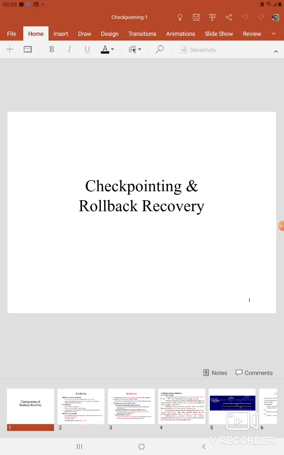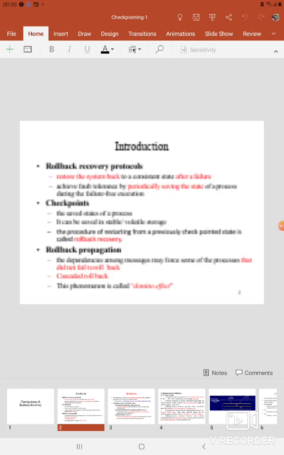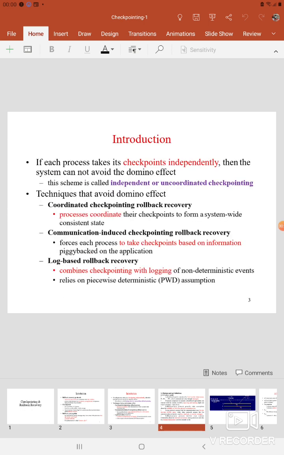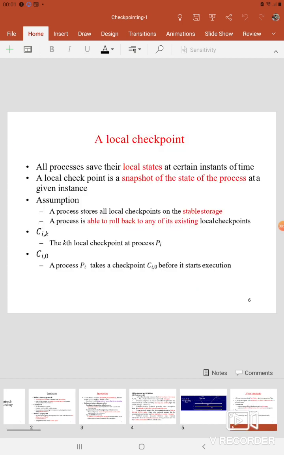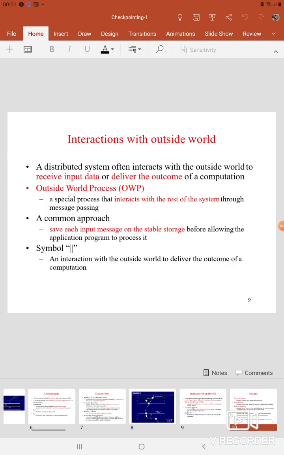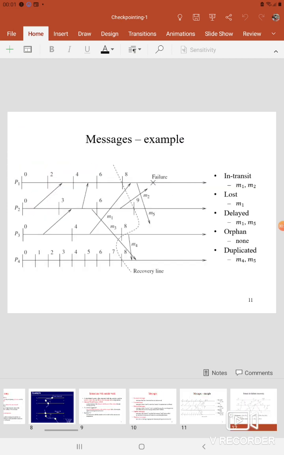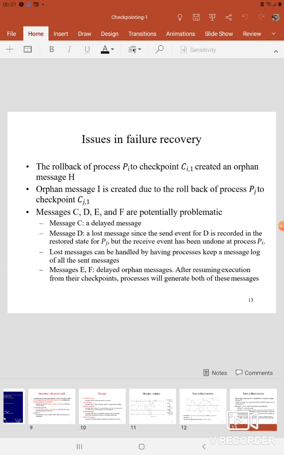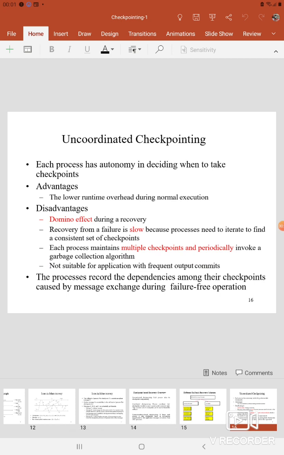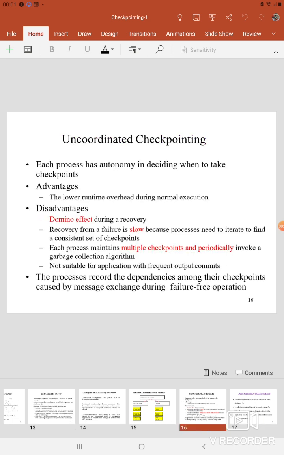Good morning, students. Today we are going to see about checkpointing and rollback recovery in Unit 4. So already we have discussed the introduction of checkpointing, the types of checkpointing, what we mean by local state, consistent state, and failure recovery. These are the topics we have already covered. Today we are going to see about coordinated checkpointing and uncoordinated checkpointing.